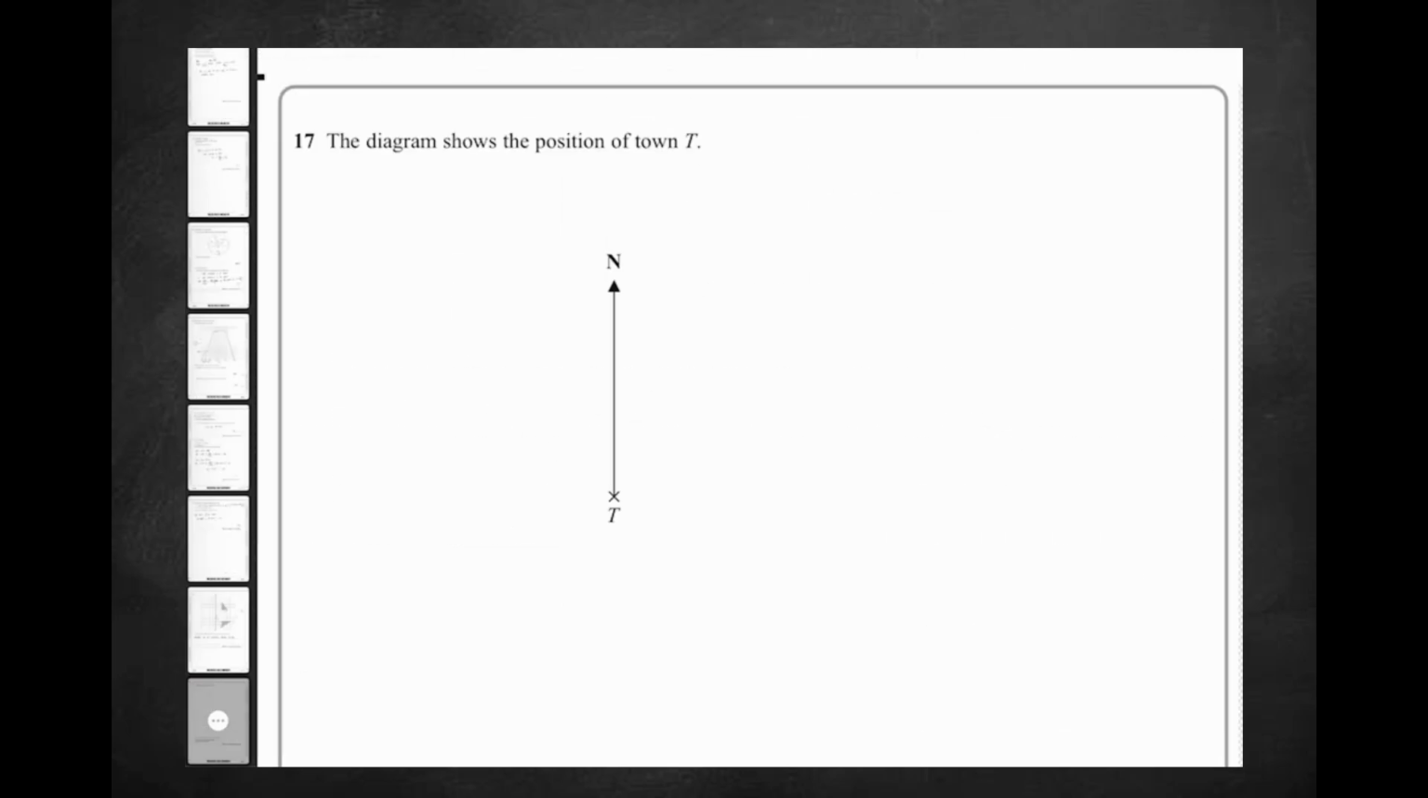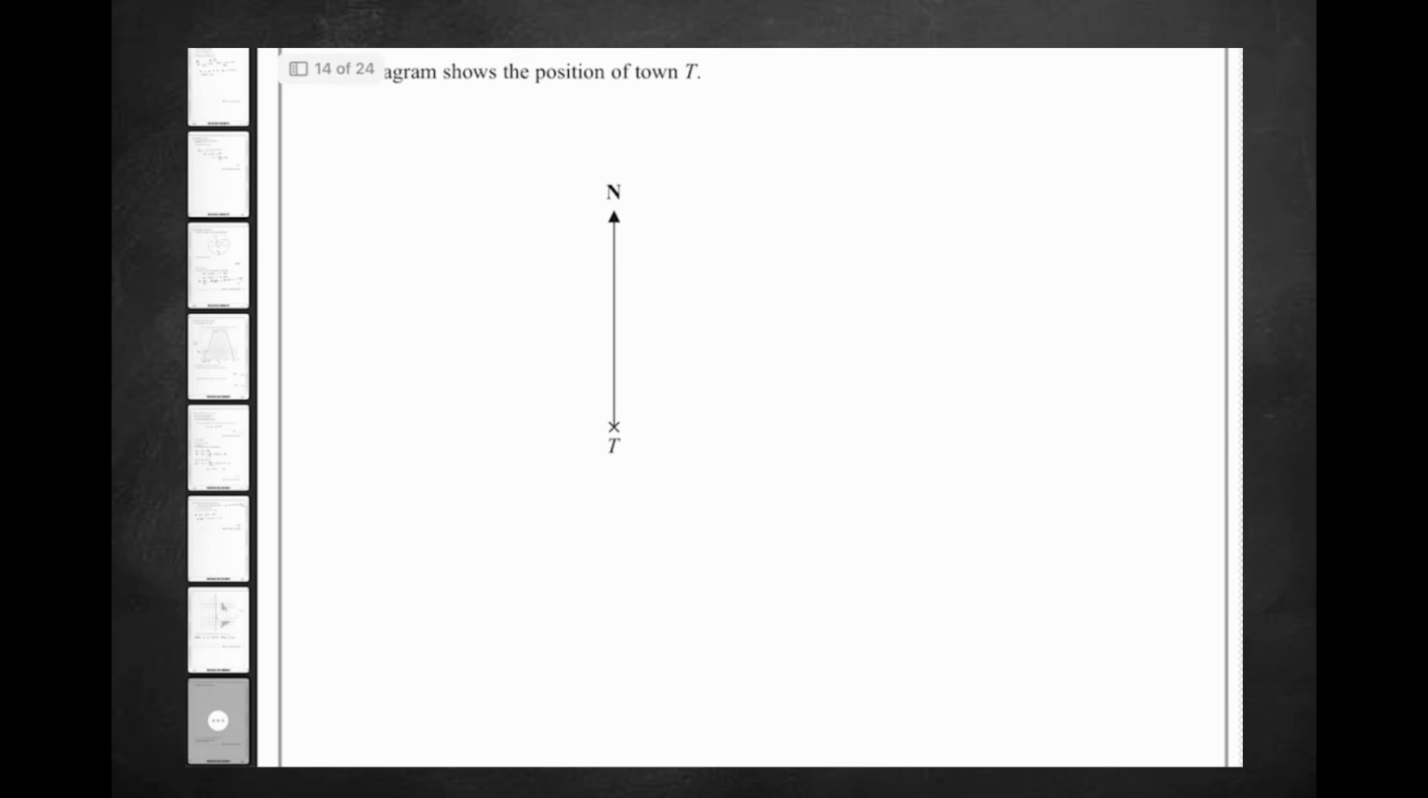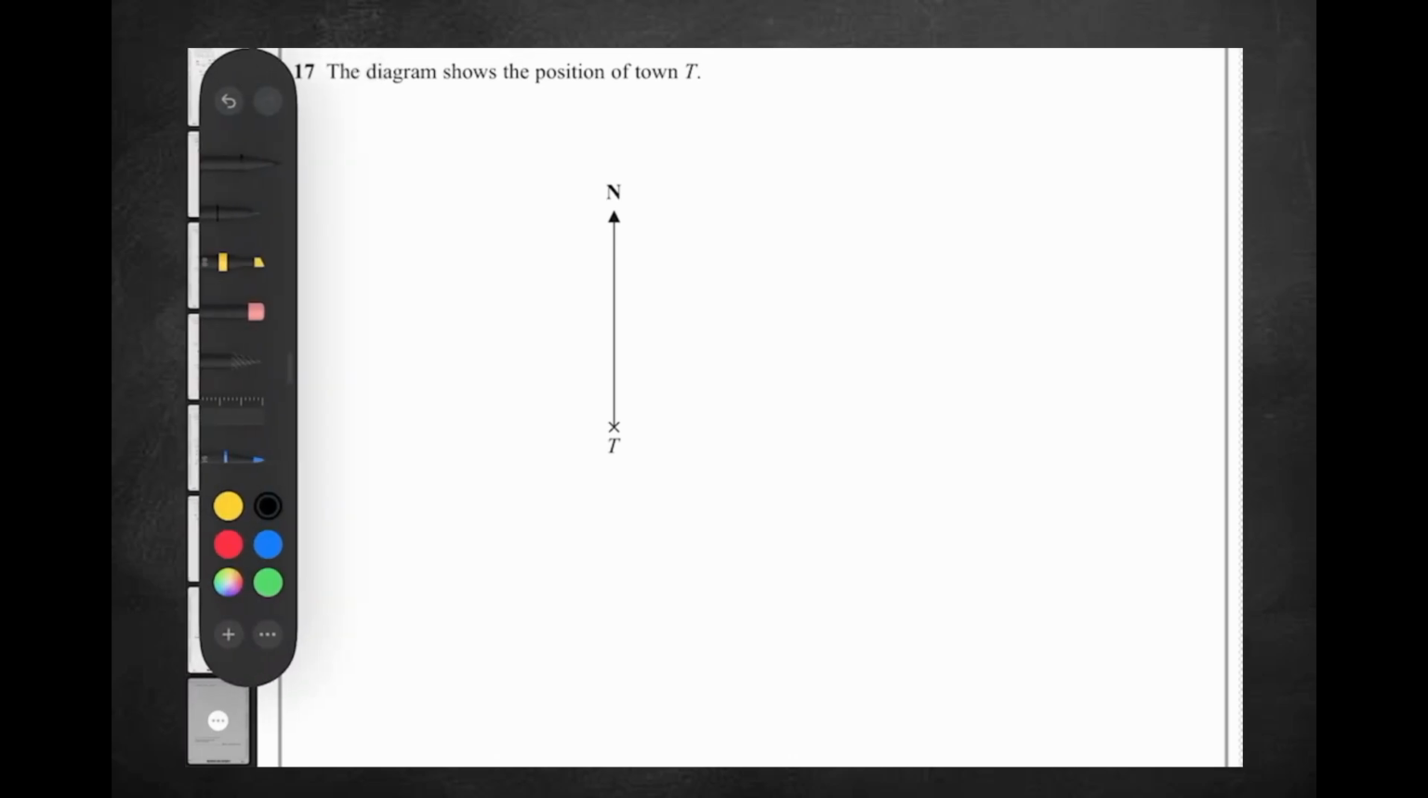Question 17. The diagram shows the position of town T. Town R is 55 kilometers from town T on a bearing of 65 degrees. Mark the position of town R with a cross. Use a scale of 1 centimeter to 10 kilometers. So, as I've mentioned before, I do not have a protractor and a ruler as I'm doing this on an iPad and my scale is completely different. So I will show you what you need to do with yours.